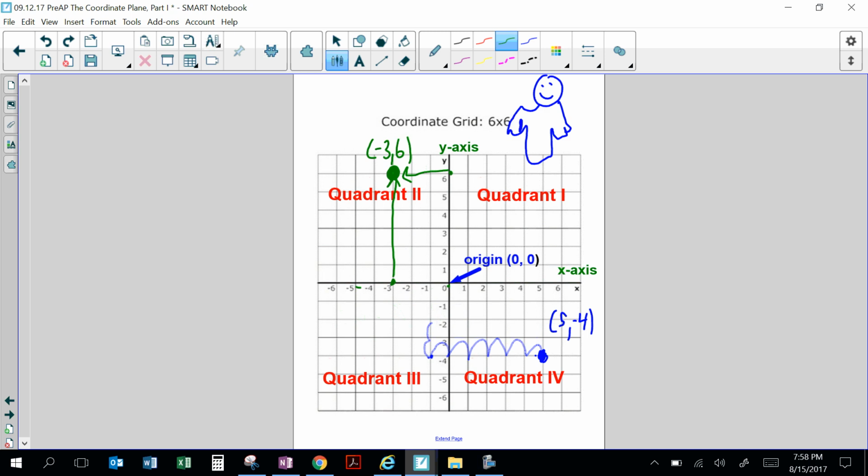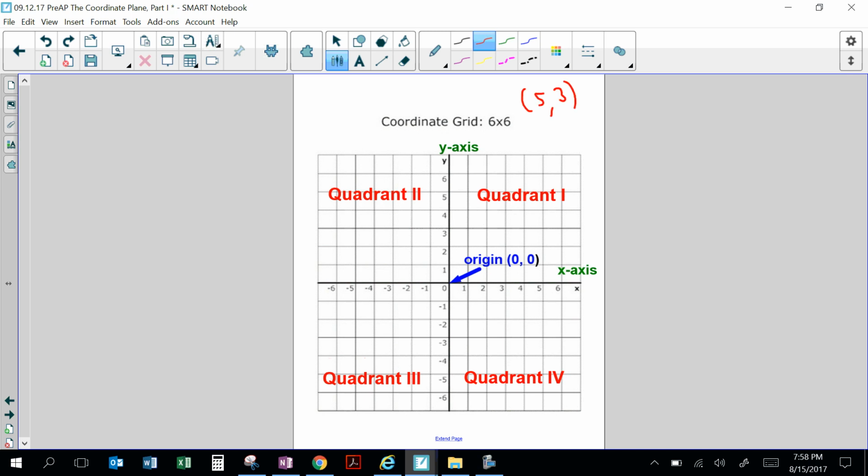Let's practice some more. Let me erase all this. Let's have a person stand at 5, 3. So X, Y. Starting at the origin, the first number is 5 on the X, that's to the right of 0. The second number is 3, that's above. So that's 5, 3.